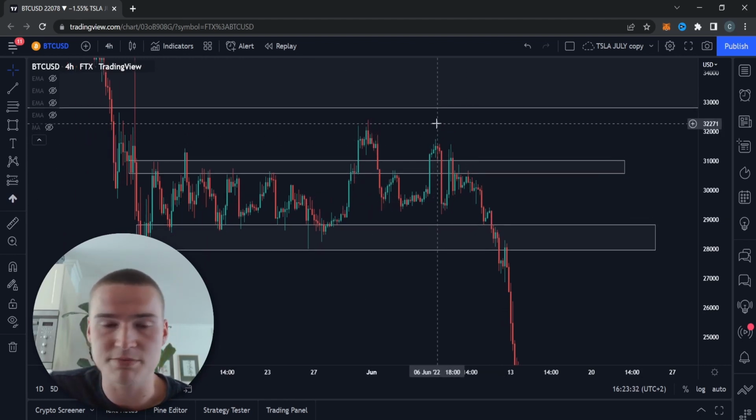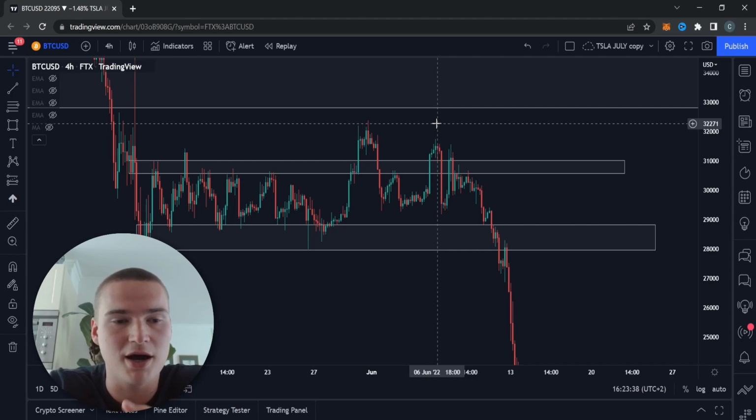So yeah, that is basically my guide on how to accurately draw key levels and key areas, key zones, whatever you want to name it, while trading crypto.